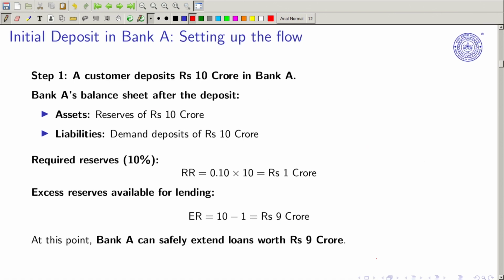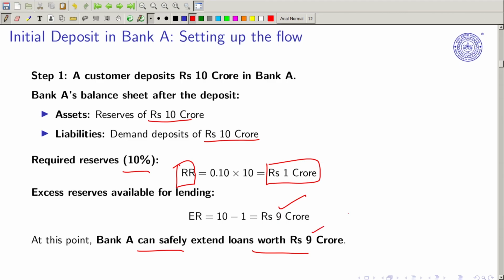So, the initial deposit in the bank. What is step 1? A customer deposits rupees 10 crore in a bank. In Bank A's balance sheet, on the asset and liability sides, it will enter the same amount: 10 crore here and 10 crore here. Required reserve is 10%, so how much is it? 10 crore times 0.10, so it is 1 crore. So these are the required reserves. Good. Excess reserves, how much does it become? You have 9 crore. So this is the amount the bank can safely lend, worth 9 crore, right?